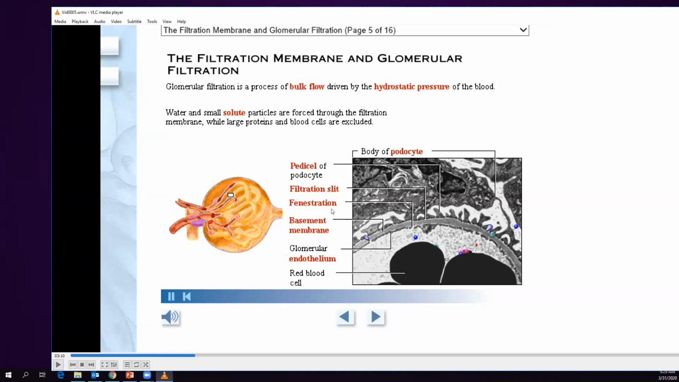Okay, so in the case of bulk flow, we just have material leaving. It doesn't matter what size it is. It doesn't matter what anything about it. We're just pushing stuff out because it's going to get pushed. It's going to get pushed out through the fenestrations, go through the basement membrane, go through the filtration slits, and then on into the nephron. And hydrostatic pressure is what's going to do it. Just like we saw with the coffee grounds, how does filtration happen? Hydrostatic pressure drives filtration.